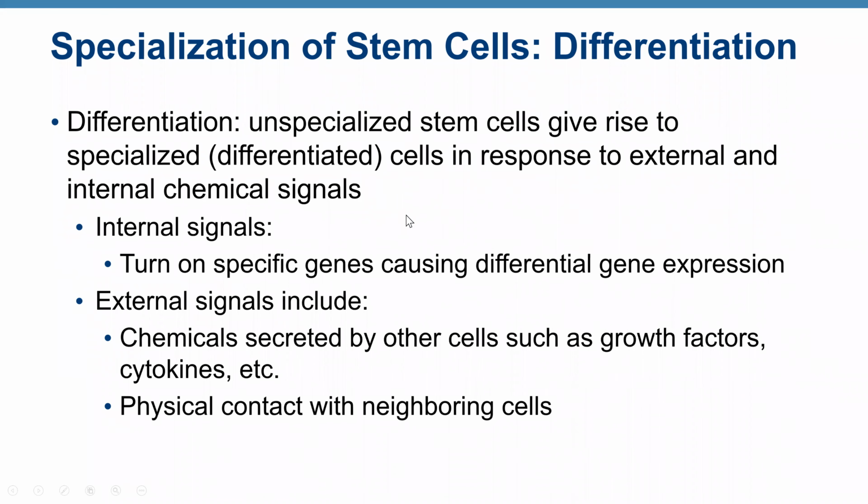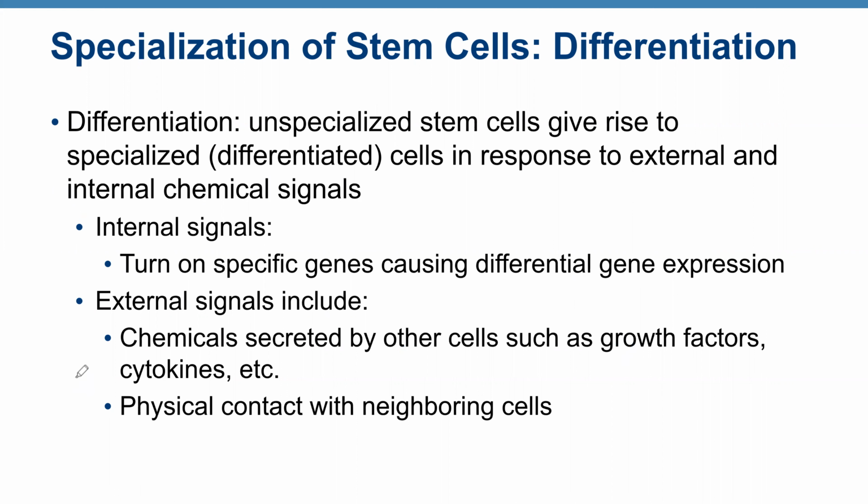Differentiation is when unspecialized stem cells divide. They will divide, and they will give rise to specialized or differentiated cells in response to external and internal chemical signals. Internal signals turn on specific genes, causing differential gene expression, and external signals include chemicals secreted by other cells, such as growth factors and cytokines, and physical contact with neighboring cells.